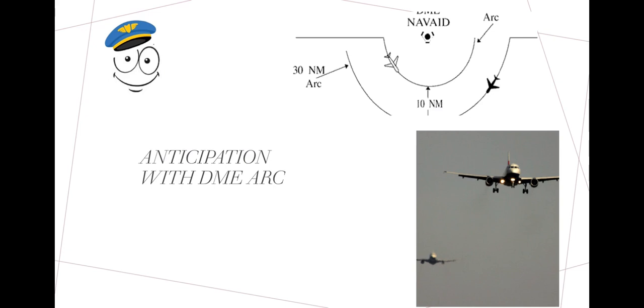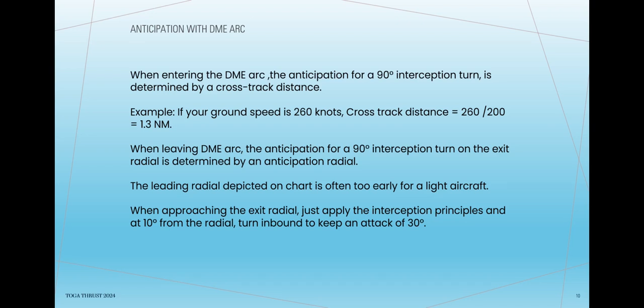Anticipation with DME arc. When entering the DME arc, the anticipation for a 90 degrees interception turn is determined by a cross-track distance. Example: if your ground speed is 260 knots, cross-track distance equals 260/200 equals 1.3 nautical miles.